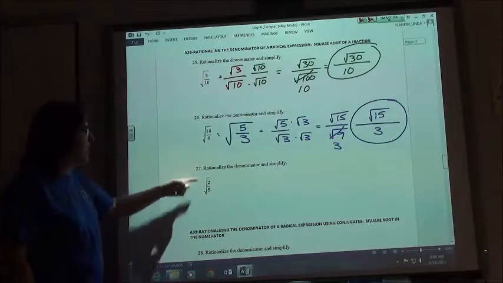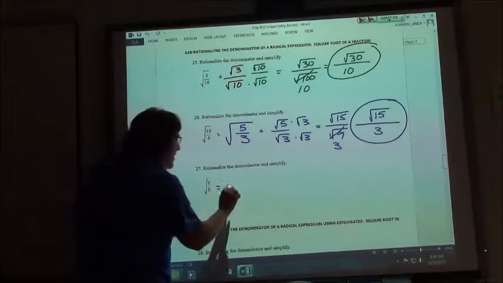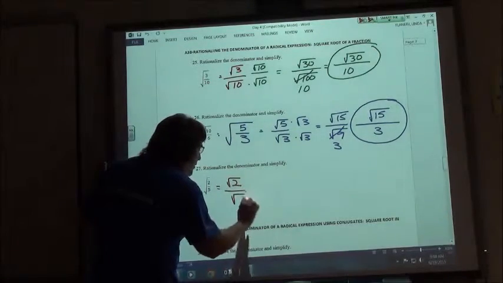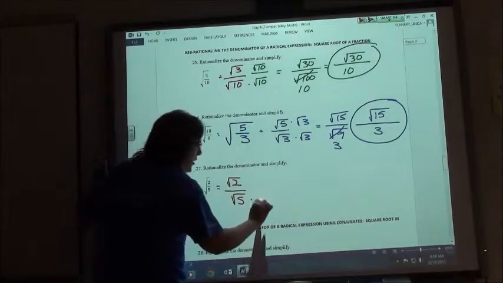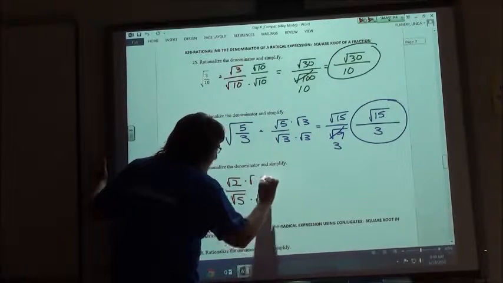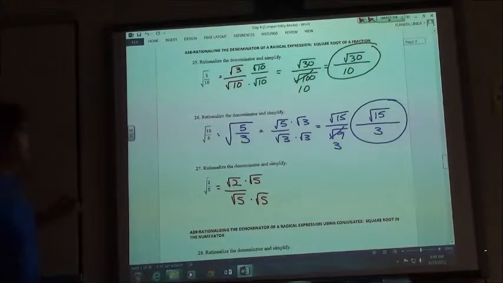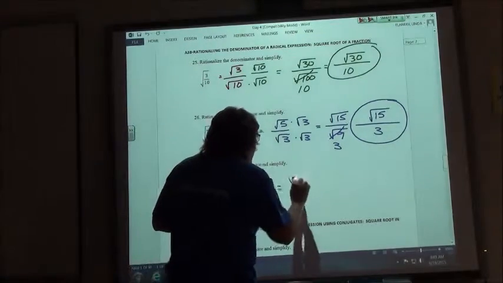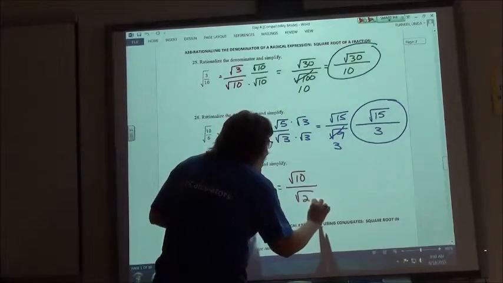Number 27, again, we have a fraction 2/5 that we can't reduce. We know that means the same thing as the square root of 2 over the square root of 5. So if we're going to rationalize our denominator, we're going to multiply by whatever's in the denominator, which is the square root of 5. Square root of 2 times the square root of 5 is the square root of 10. Square root of 5 times the square root of 5 is square root of 25.